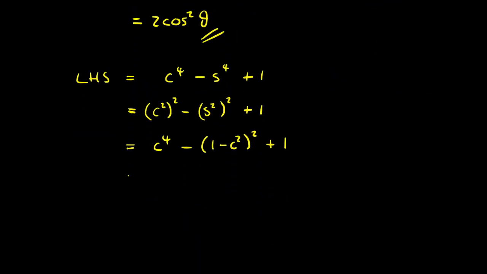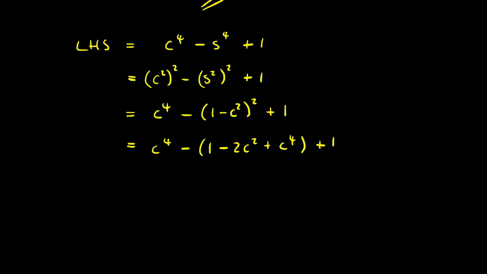And then I can expand that bracket there. So that's going to give me 1 minus 2 cos squared plus cos to the power of 4 plus 1. And so hopefully what you can see is I'm going to get a cos to the power of 4 minus cos to the power of 4. And so what I'll be left with here is minus 1 minus 2 cos squared, and then plus 1. What I end up with is 2 cos squared theta.